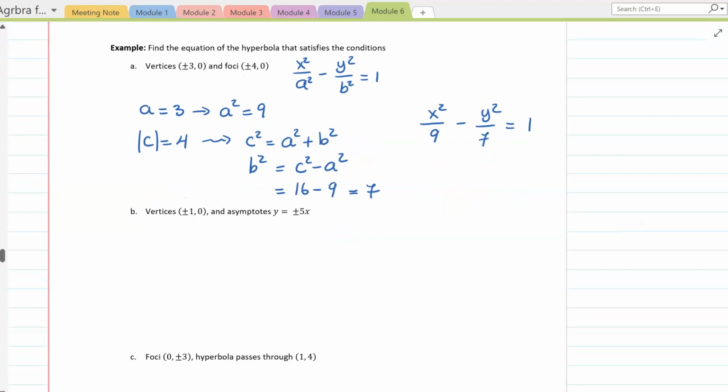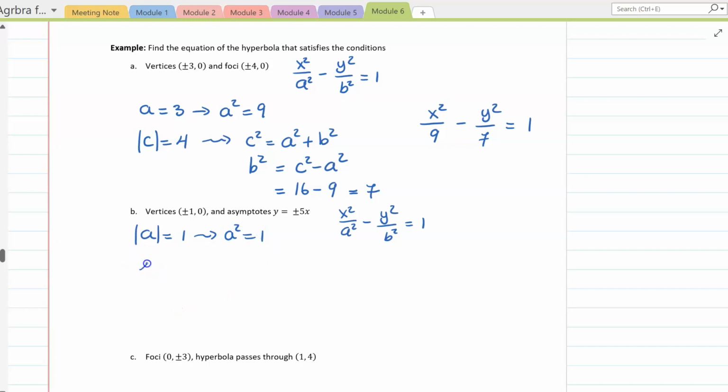Okay. If we have the vertices equal plus minus 1, 0 and the asymptote y equal plus minus 5x, it's still the same form of x squared over a squared minus y squared over b squared equal 1. And we are given here an absolute value of a equal 1. This means a squared is equal to 1.